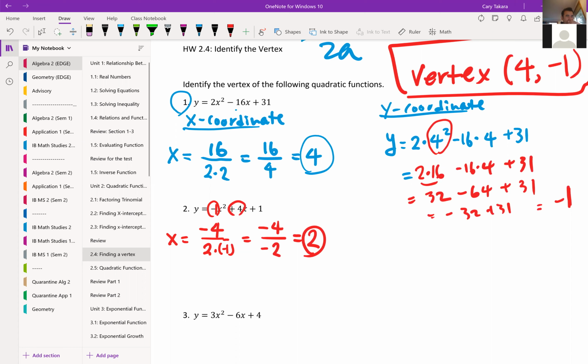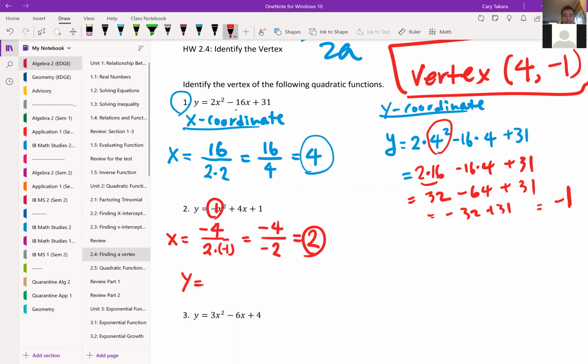Did anybody miss that negative sign right here? Or did anybody forget to flip the sign for B? It's positive 4, so it has to be negative 4. Okay. And then A is negative 1 right there. So you've got to keep those factors into consideration. Okay, so now let's figure out the y coordinate.